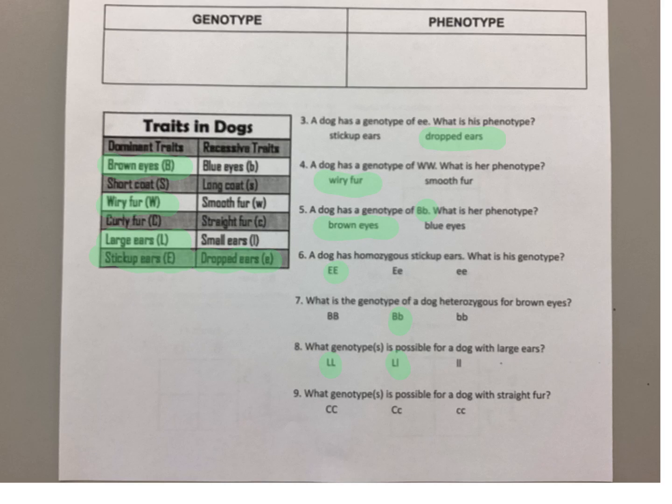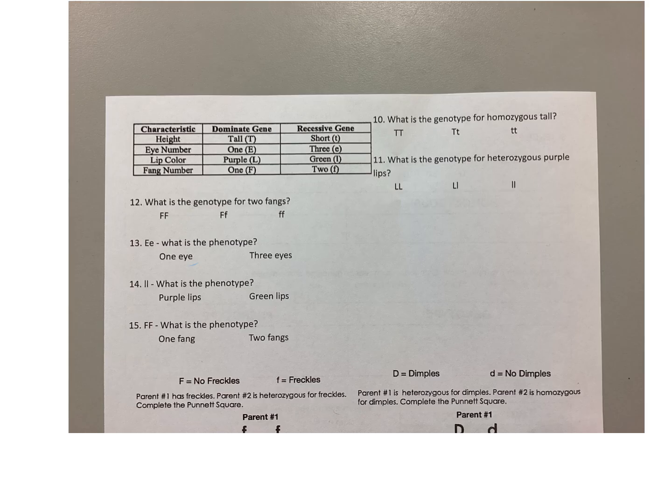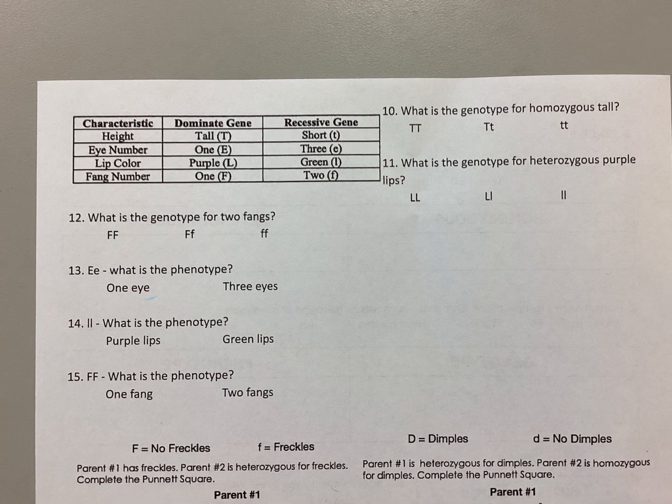What genotype or genotypes is possible for a dog with straight fur? Straight fur is right here, lowercase c. So the only way that they're getting the recessive trait is if they have two of them. What's the genotype for a homozygous tall? I'm sorry, we're talking about height. So homozygous tall would be two uppercases.